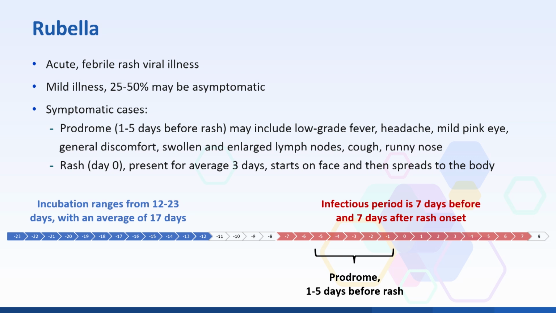For those who are symptomatic, prodromal symptoms can present 1 to 5 days before rash onset and can include low-grade fever, headache, mild pink eye, general discomfort, swollen and large lymph nodes, cough, and runny nose. People infected with rubella are most contagious when the rash is erupting, but they can be contagious from 7 days before to 7 days after the rash appears.